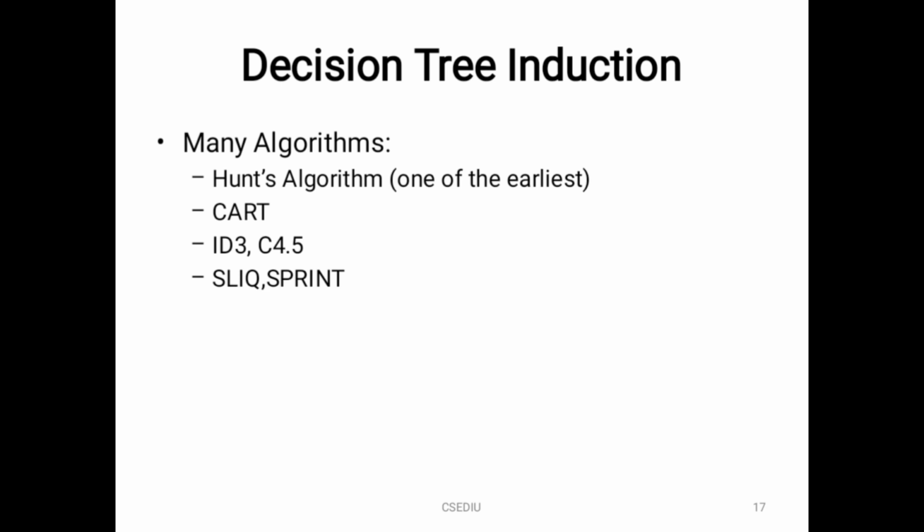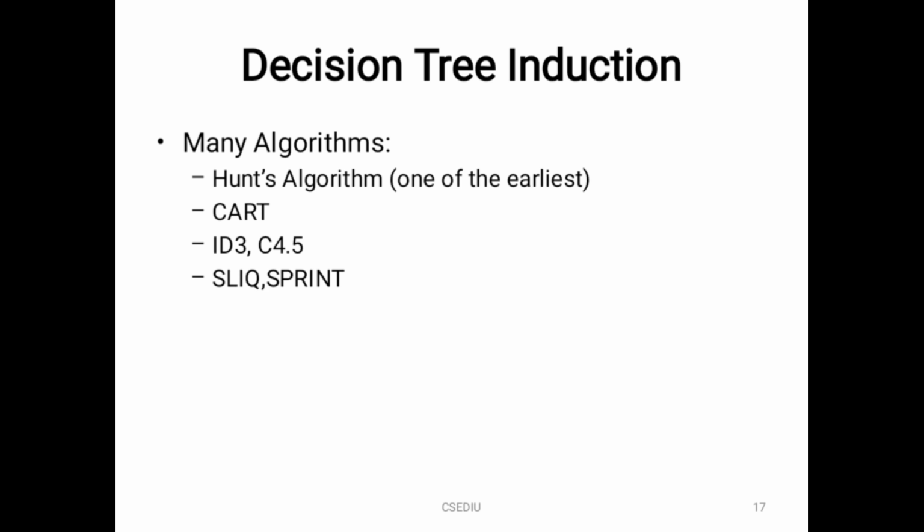Decision tree induction comes under many algorithms used here, like Hunt's algorithm, which is one of the earliest tree algorithms. Then CART, meaning classification and regression trees, then ID3, then C4.5, then SLIQ, and then SPRINT. Hunt's algorithm is one of the earliest decision tree algorithms. It was developed by J. Ross Quinlan in 1963. It's the basis of later decision tree algorithms like ID3 and C4.5.